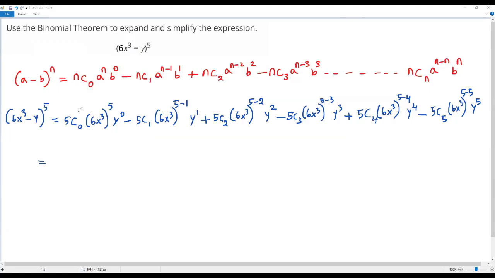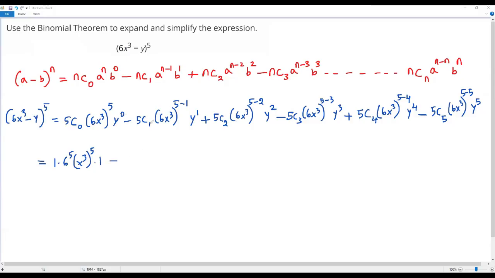We know that the value of 5C0 is just 1 because the value of r in this combination is 0. So 1 times, and here 6 and x cube are multiplied and we have the exponent 5 in common. Whenever two terms are multiplied and we have a common exponent, the exponent can be taken separately for each term and the results multiplied, and I'm getting 6 to the 5th power. Then we get x to the 3rd power raised to the 5th power, and y to the 0th power is just 1. Anything raised to the 0th power equals 1, negative.